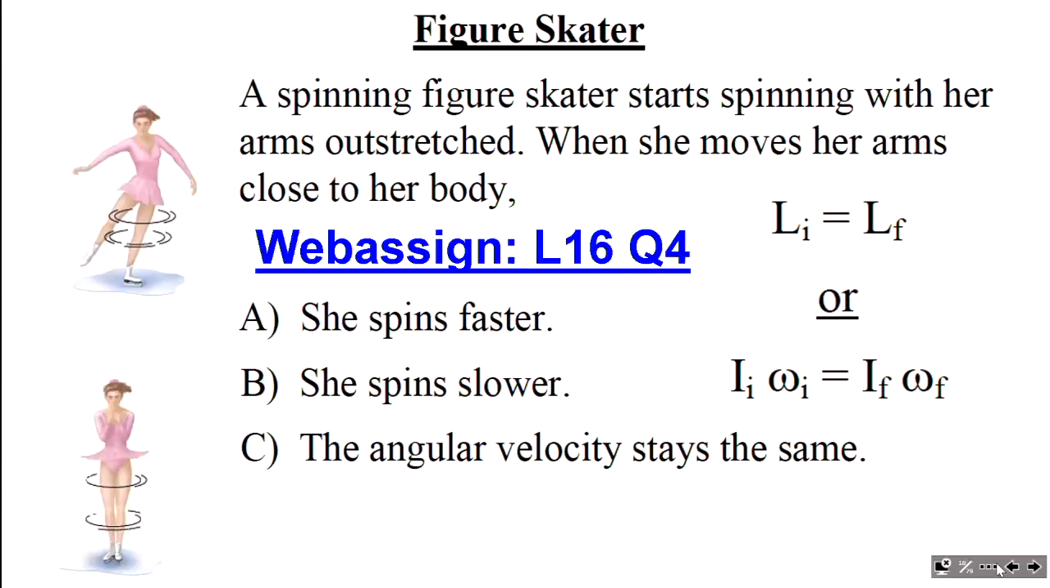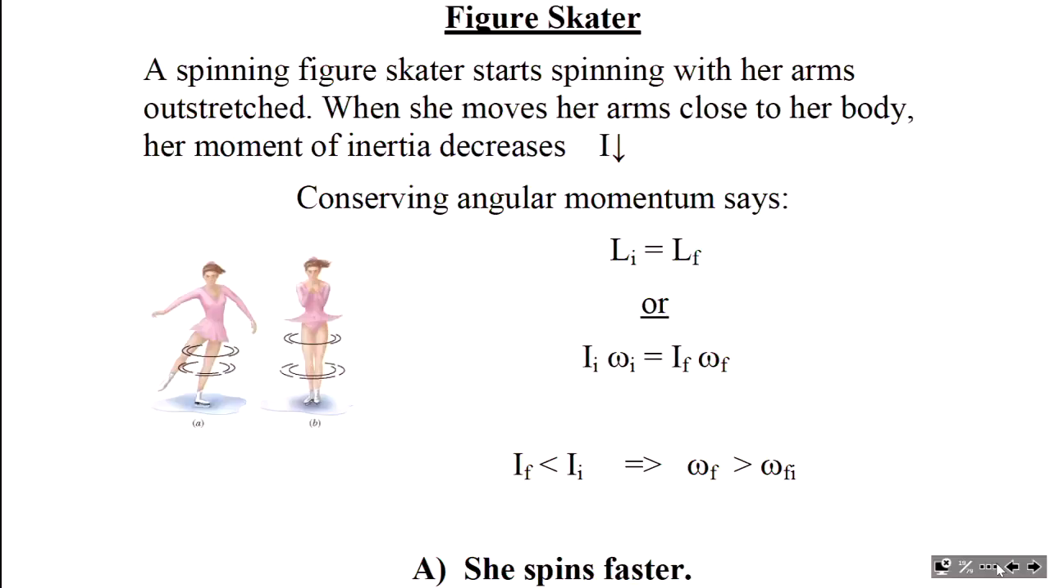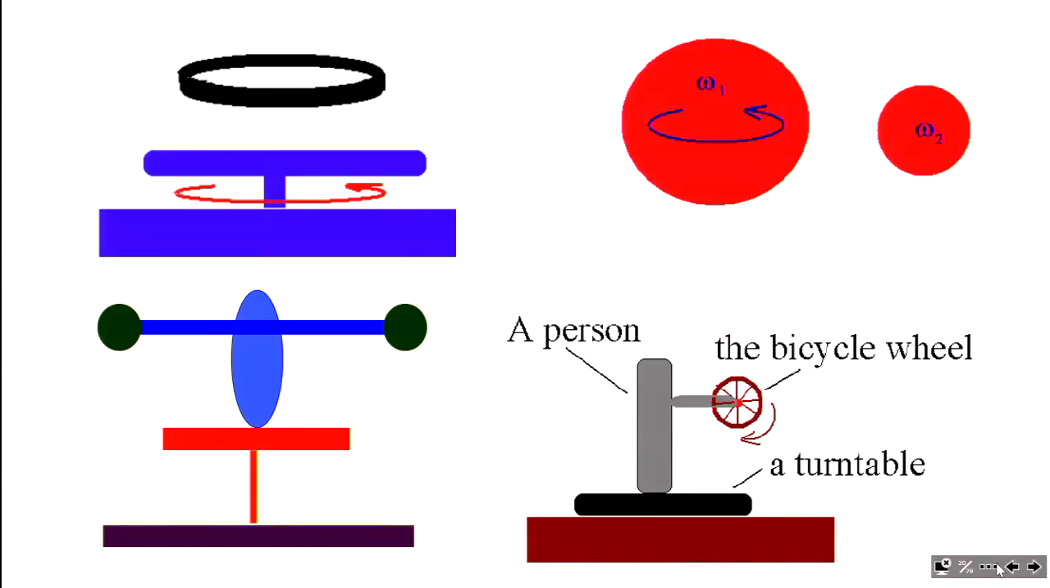When my hands are far apart, my inertia is large. And when I move my hands, or she moves her hands closer, that decreases inertia. But because the angular momentum should remain the same, the product should remain the same, decreasing inertia means increasing angular velocity, so it spins faster. Probably you saw it if you ever watched figure skating. There are many, many situations similar to this.